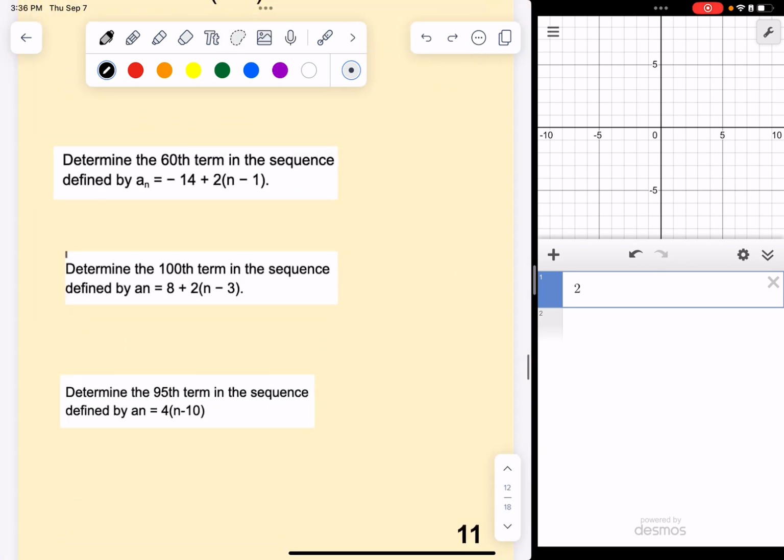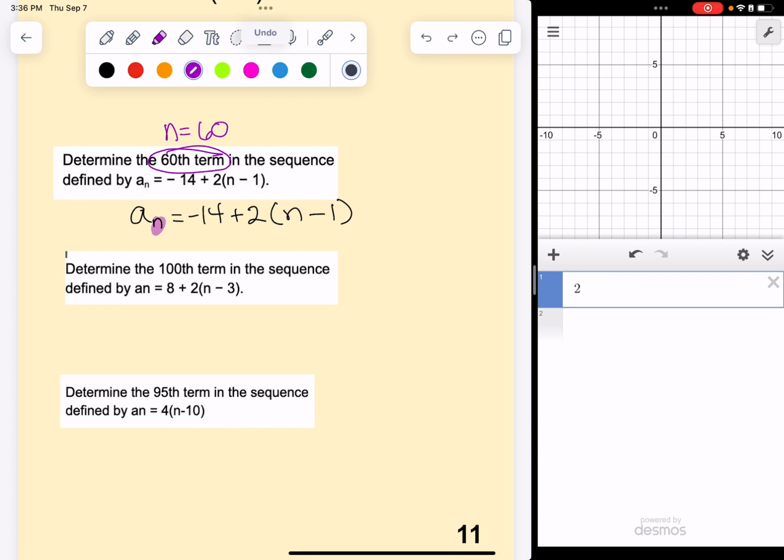These are different. It says, determine the 60th term in the sequence defined by a_n equals negative 14 plus 2 times (n minus 1). Right here, it says 60th term, so my n is going to be 60. Anywhere I see an n, I'm going to replace it with 60.